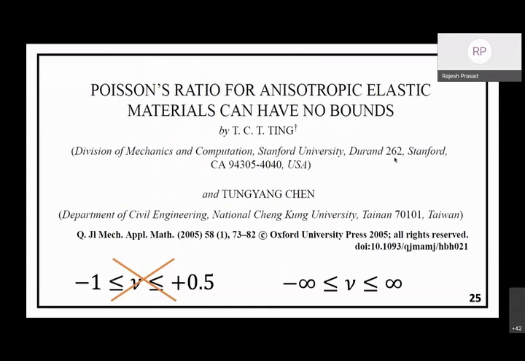And about the limit, there is an article in the Quarterly Journal of Mechanics and Applied Mathematics, shown here, from 2005. In 2005, T.C. Ting and Chen established that actually for anisotropic material, there is no bound. So there was nothing wrong happening with our copper Poisson ratio going to 0.8, because it is an anisotropic material. This bound shown here is for the isotropic assumption. If we assume the material to be isotropic, the Poisson ratio cannot go outside -1 to 0.5. If it is anisotropic, no bounds. It can be anything from -infinity to +infinity if you believe Ting and Chen.